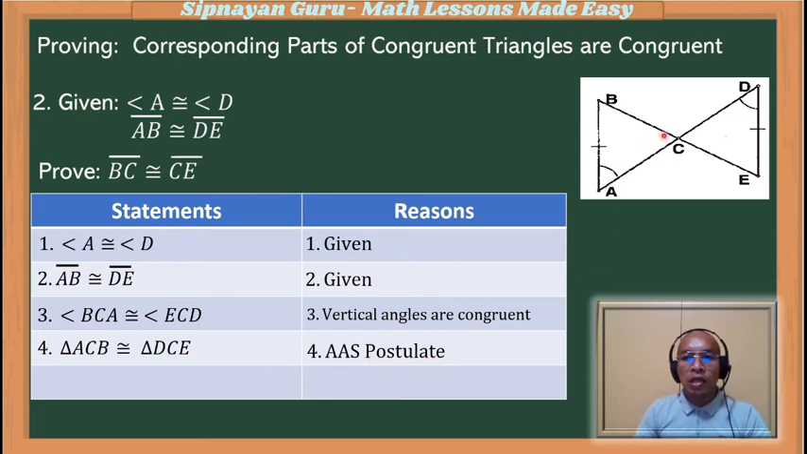So the two angles and the non-included side of the first triangle are congruent to the two angles and the non-included side of another triangle. Then we can conclude that the two triangles are congruent. This is from the AAS postulate. What is asked? Segment BC is congruent to CE. Therefore, we can now conclude that this statement is true because of the CPCTC theorem.